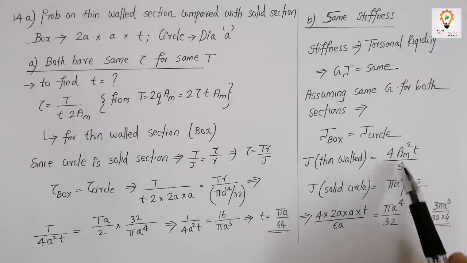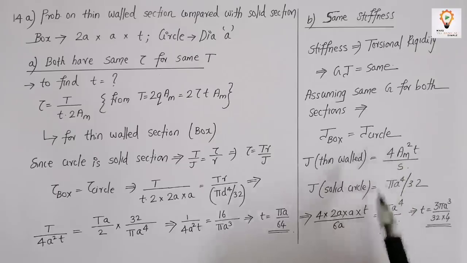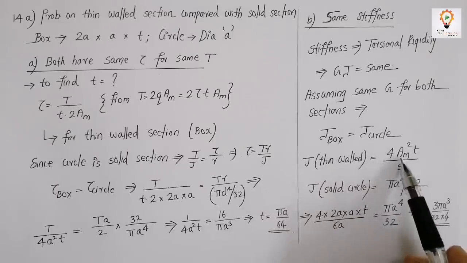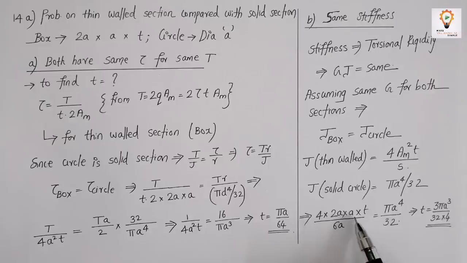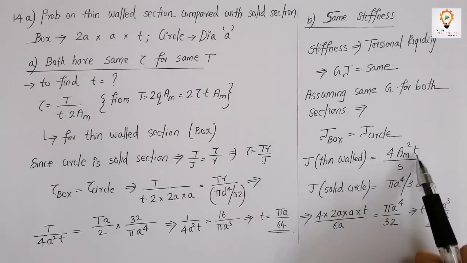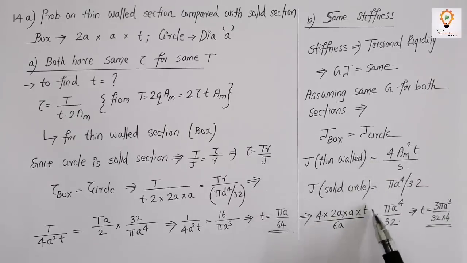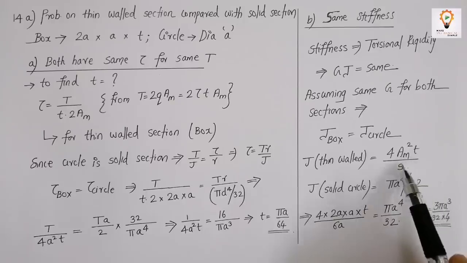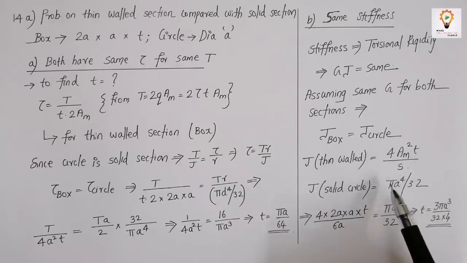Now let us simplify this. So J of the box is equal to J of the circle. I am substituting AM for box as again 2A into A. Now what is the thickness? Thickness is given as t only, that we have to find out. Let us keep it as it is. Now what is S? S is the perimeter or the length enclosed by the median line. So for the box, it is 2A plus 2A plus A plus A, that will come to 6A. So now simplifying, we will get t is equal to 3 pi A cube divided by 32 into 4.